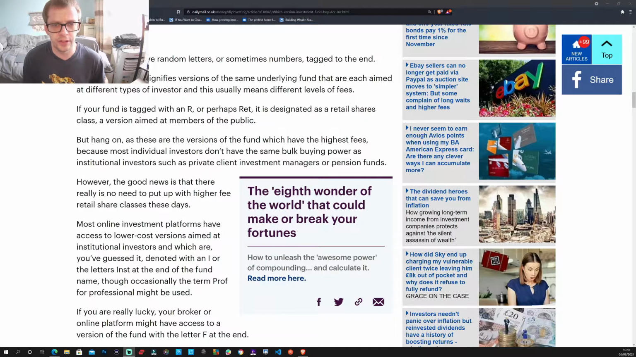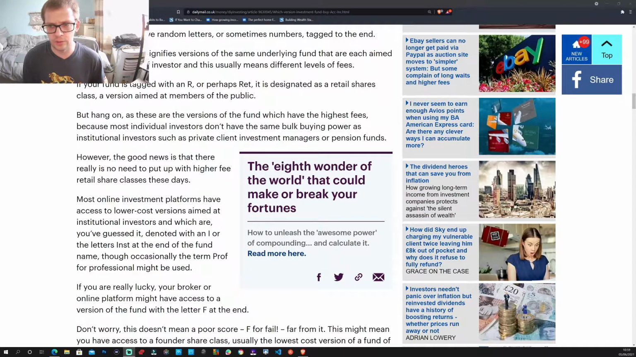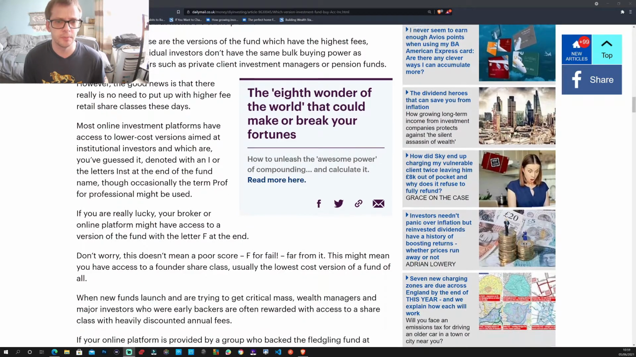If your fund is tagged with R, or perhaps RET, it's designated as a retail share class, a version aimed at members of the public. But hang on, these are versions of the fund which have the highest fees, because most individual investors don't have the same bulk buying power as institutional investors such as private client investment managers or pension funds.